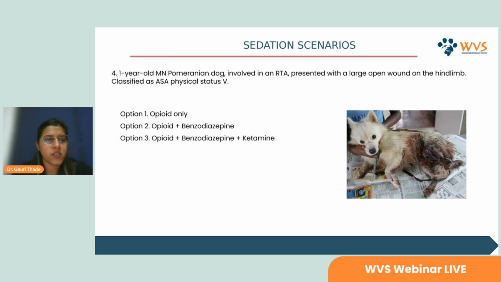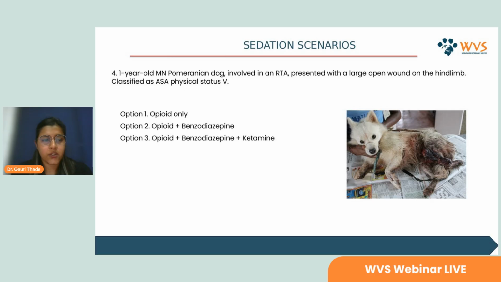Our fourth sedation scenario is a 1-year-old male neutered Pomeranian dog involved in a road traffic accident, presented with a large open wound on the hind limb. This is classified as ASA physical status 5. That is because without any kind of intervention, this dog would die. So your options for sedation are either opioid only or opioid and a benzodiazepine.